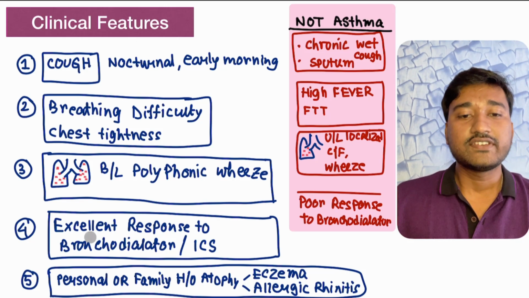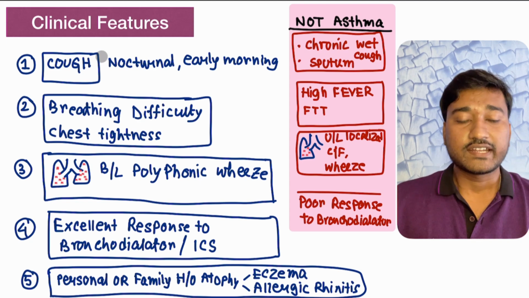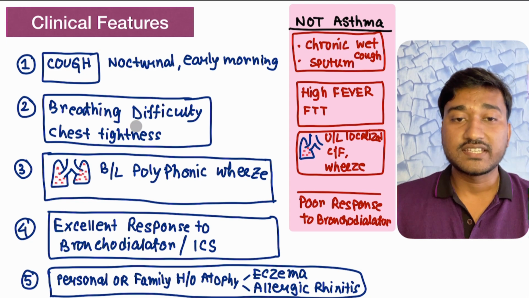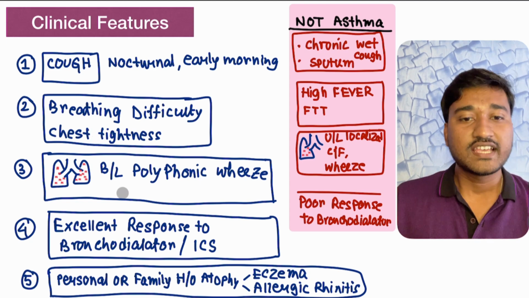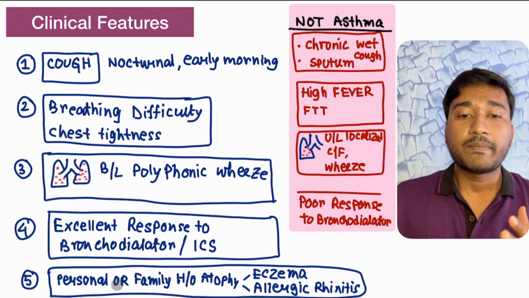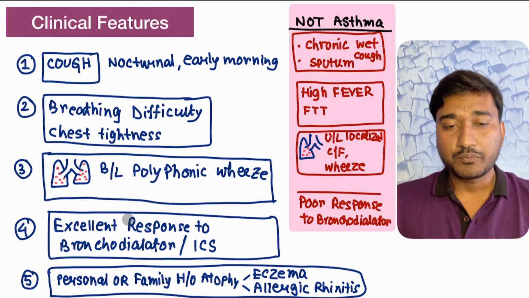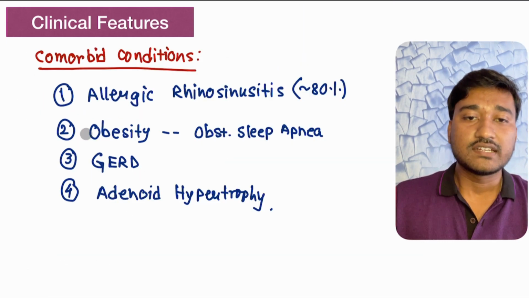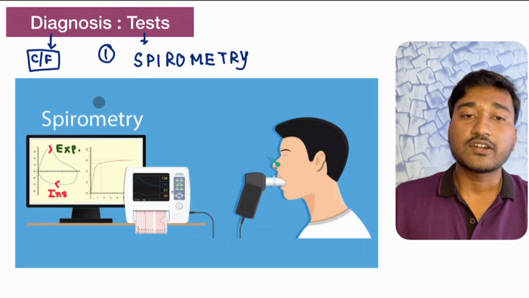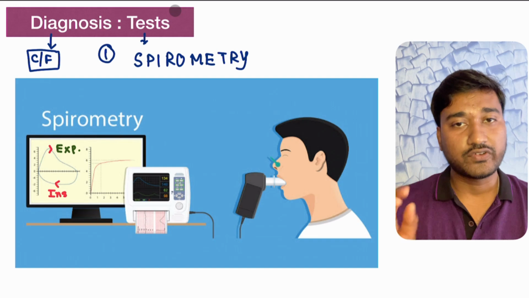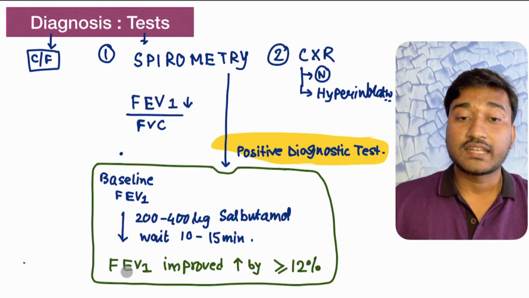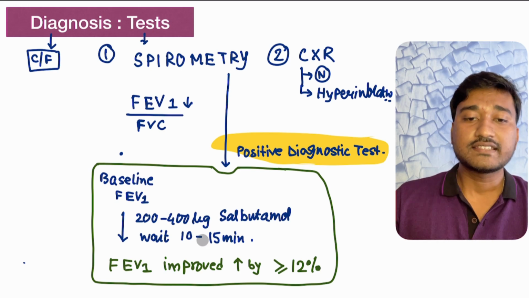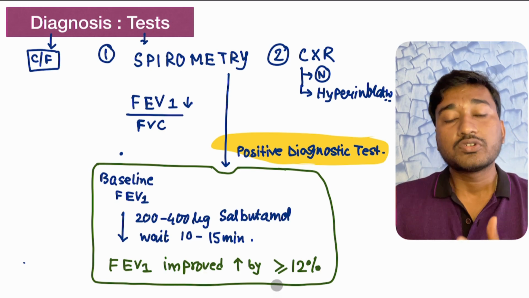So in the clinical features there are 5 symptom complexes like cough, chest tightness and breathing difficulties, bilateral polyphonic wheeze, excellent response to the bronchodilator, and personal or family history of atopy. These are the pointers you have to know. And the comorbid conditions like allergic rhinitis, obesity, GERD, adenoid hypertrophy, like that. And for diagnosis, apart from clinical features, you have spirometry for the confirmation, and you know the FEV1 will be reduced, and the FEV1 after giving salbutamol will be improved by more than or equal to 12%.